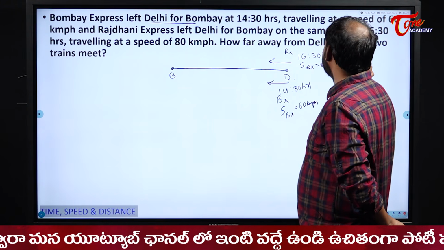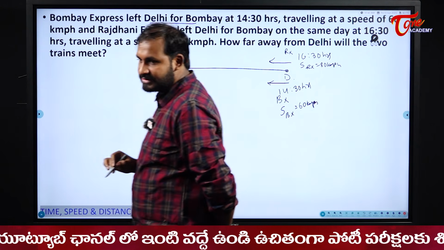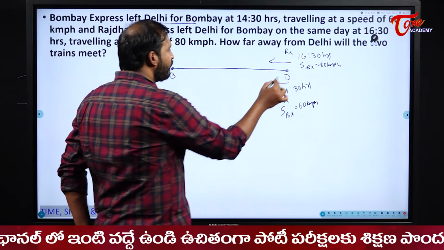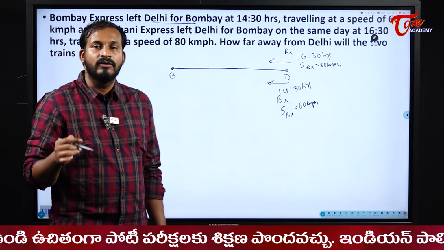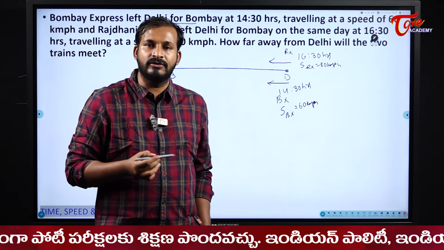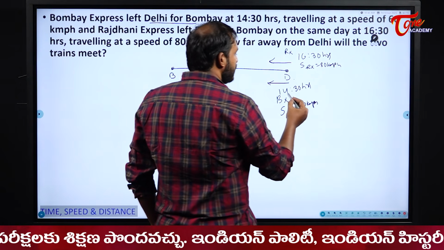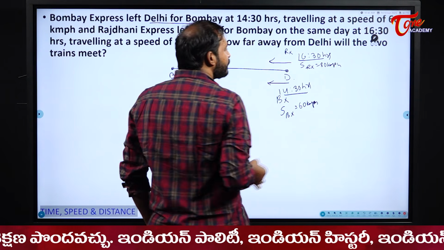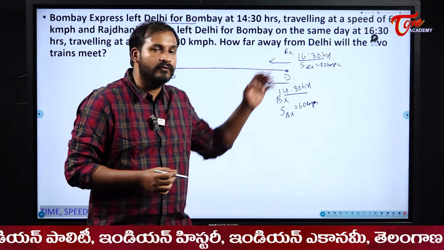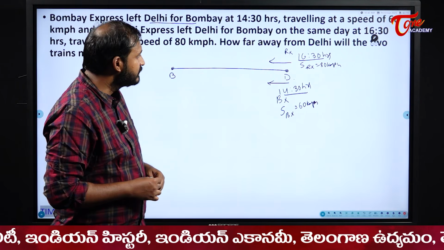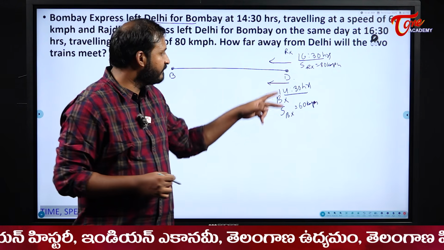How far away from Delhi will the two trains meet each other? Now I need to find how far from Delhi the two trains are meeting each other. As I have already told you, what is the first and foremost thing we need to do here? We need to equal the times. From 2:30 to 4:30, what is the time difference, students? The time difference here is 2 hours.